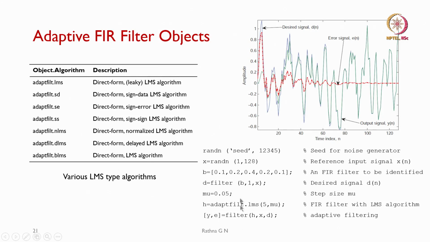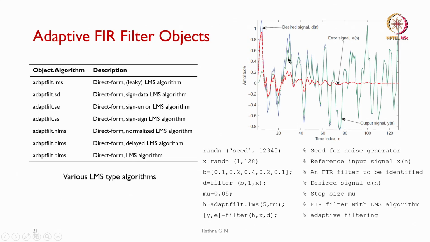In the code given, a random seed is generated, and then you are given the coefficients of b. You filter the signal, assign your mu value as 0.05, and then call this function, which has to be modified. We will see how to modify it for MATLAB 2020b and then use this filter to filter the signal. So, these are the steps.